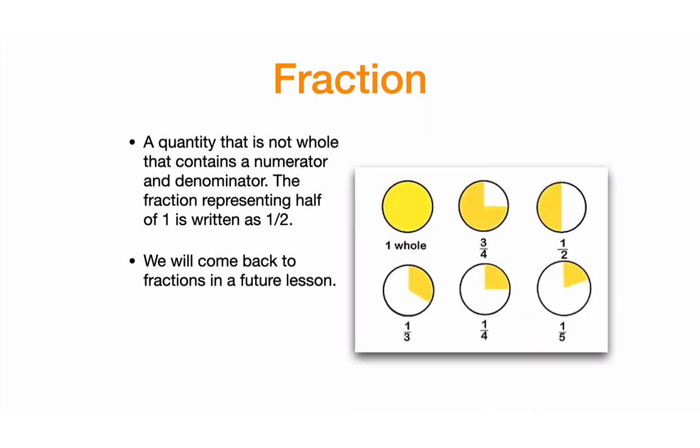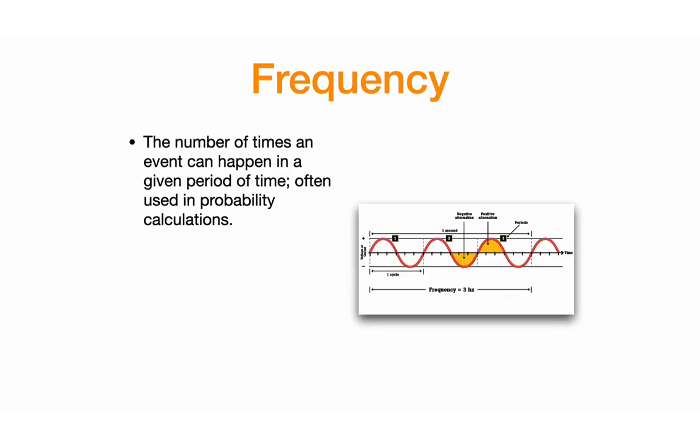Fraction, a quantity that is not whole that contains a numerator and denominator. The fraction representing half of 1 is written as 1/2. We will come back to fractions in a future lesson. Frequency, the number of times an event can happen in a given period of time, often used in probability calculations.